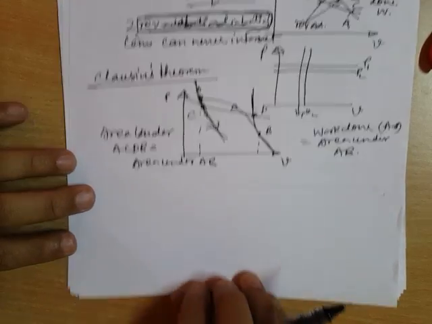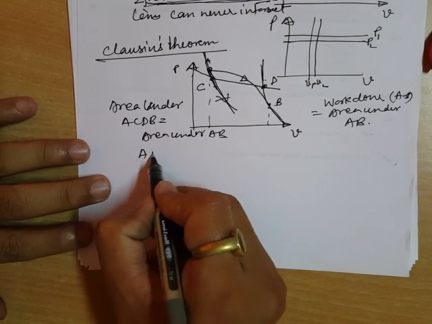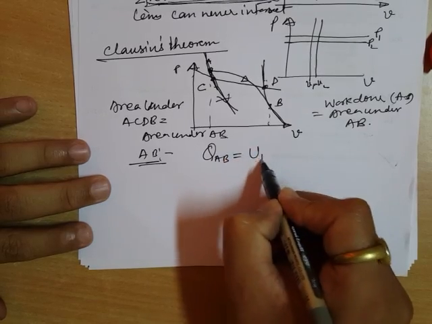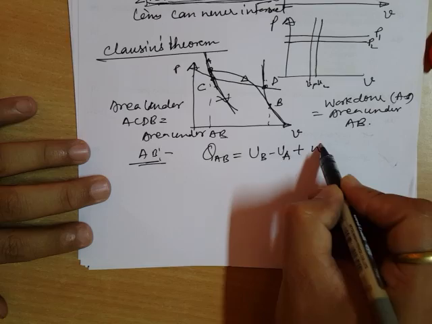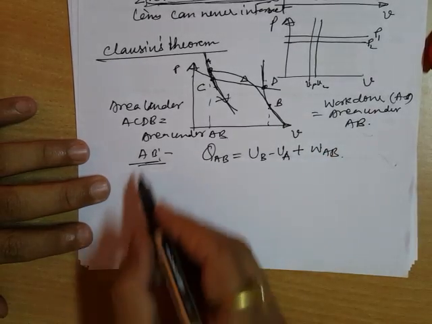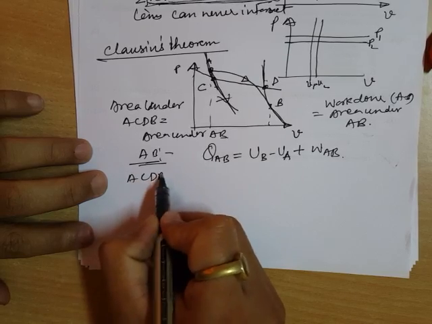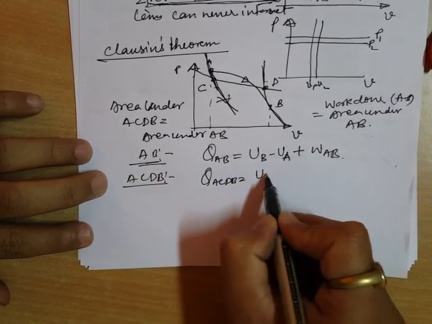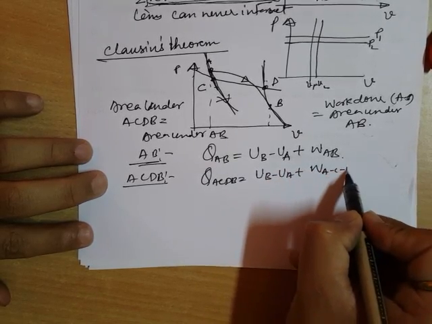Now write the first law of thermodynamics for these two processes. Let us write the first law for the process AB. The heat transfer in this process will be the change in internal energy, that is UB minus UA, plus WAB. Now let us write for ACDB. The heat transfer in ACDB will be the change in internal energy plus WACDB.